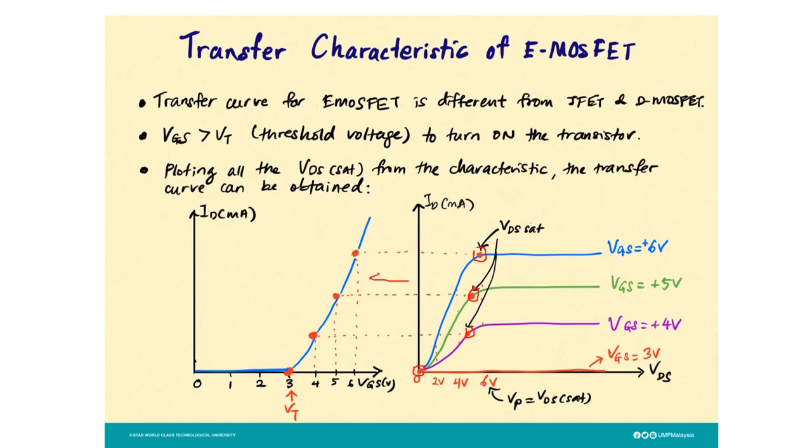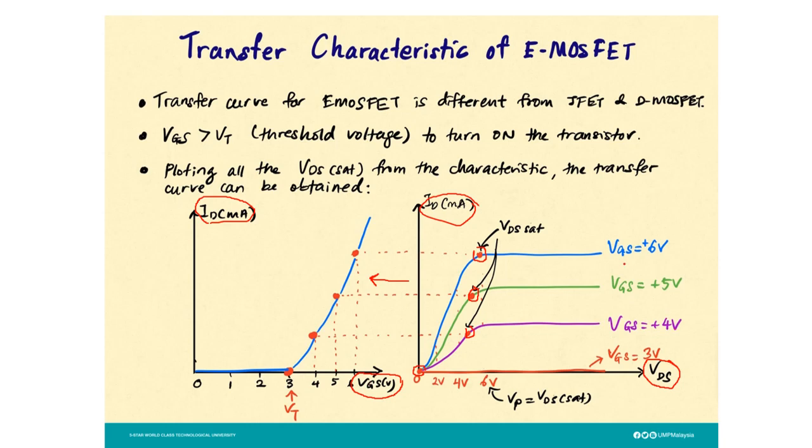into this graph. For the transfer curve, the y-axis is ID and the x-axis is VGS. It's different. For the characteristic, the x-axis is VDS and the y-axis is ID. So VDS and VGS are changed.